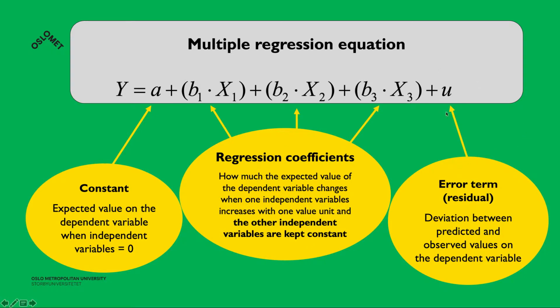And as in the bivariate regression, this is what we cannot explain. This is our error term. It is the deviation between the predicted and the observed values on the dependent variable that we cannot explain in our model. Of course, we want to explain as much as possible, but there will always be an error term part which we cannot explain.